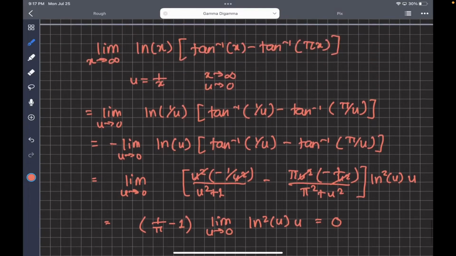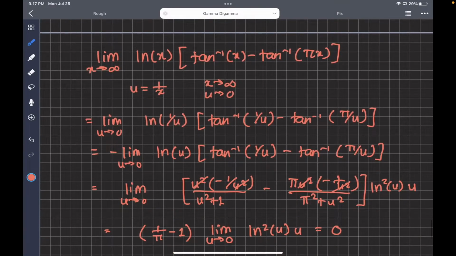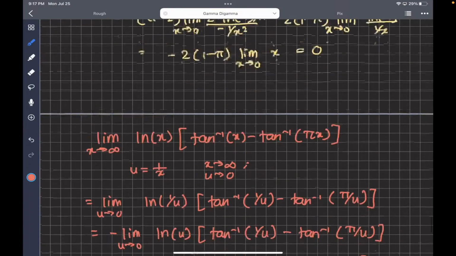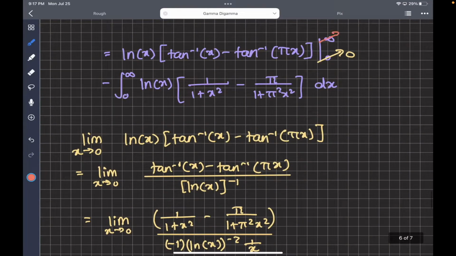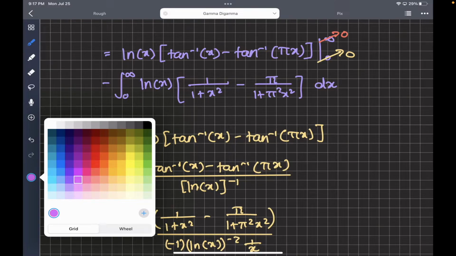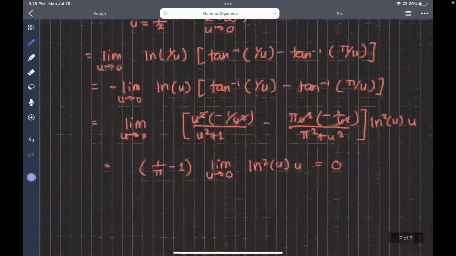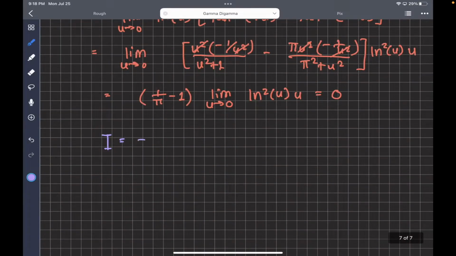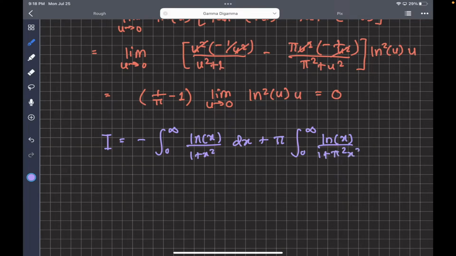So there we go. There's a symmetry between the 0 and infinity, which is evident by this change of limits here. So at infinity also this thing goes to 0 and it's gone. So all we're supposed to be concerned with are the integral minus natural log of x and all that other stuff. So minus integral from 0 to infinity natural log of x over 1 plus x squared dx plus pi times integral from 0 to infinity natural log of x over 1 plus pi squared x squared dx.